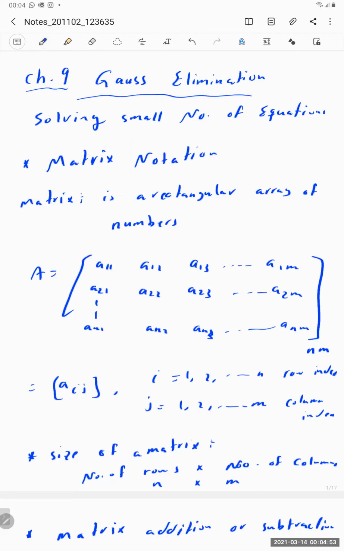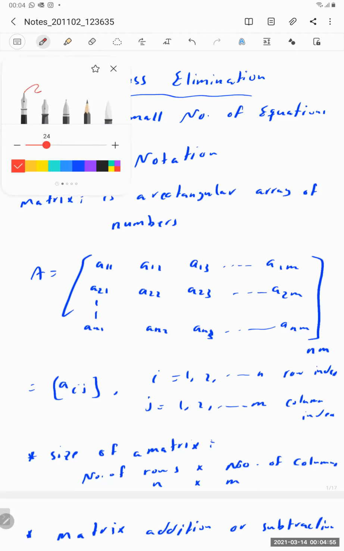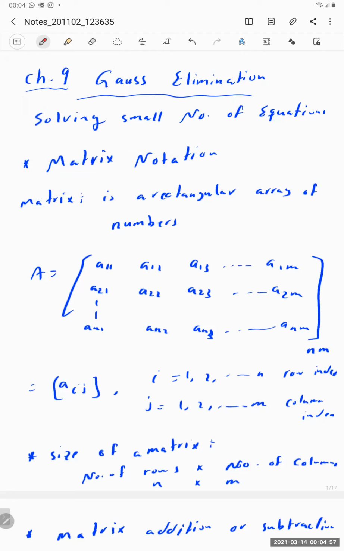اليوم نبلش ب chapter 9. هنحكي عن matrices, how to solve system of linear equations using matrix notation. So first of all هنتعرف على definition للماتريسيز والoperations ممكن نعمل على matrices عشان بالنهاية نوصل ل couple of methods how to solve the system of linear equations using the matrix notation. So small number of equations. First of all, matrix notation.